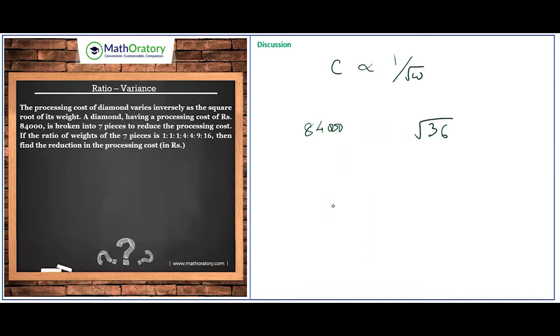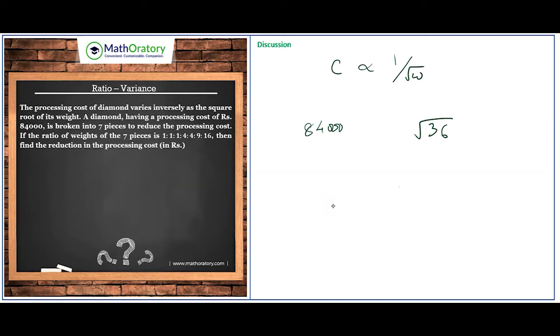It is inversely proportional. I'll discuss one smart way to handle inverse proportionality very quickly, but before that, let's complete this other part. Once it is broken into these 7 pieces, the weights are individual. The first has a 1 gram weight, the second also 1 gram, and so on. The fourth has 4 grams, the sixth has 9 grams, the seventh has 16 grams. So we need the total of the square roots of the weights, that is the factor we are dealing with.